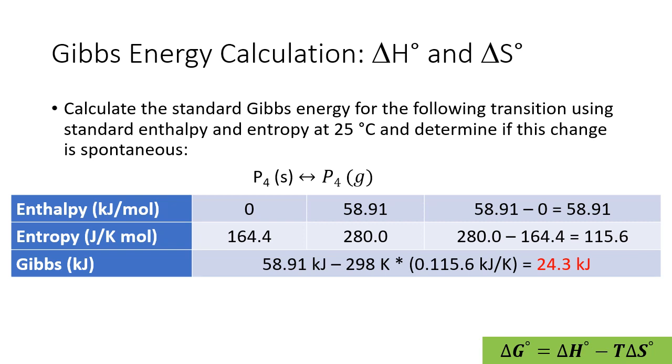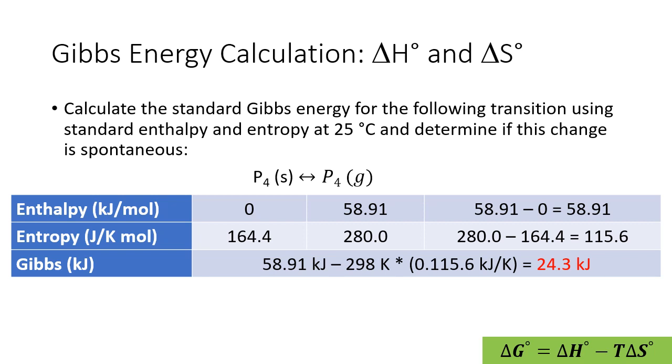This particular value, once I plugged everything into my calculator, was positive 24.3. So at room temperature, this change is non-spontaneous. Phosphorus will not go from solid to gas. That checks out with my lived experience. I have never seen phosphorus gas just floating around at room temp.